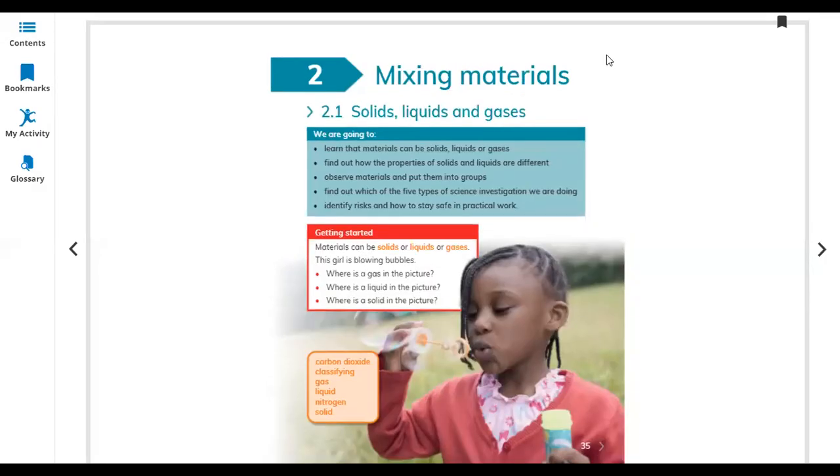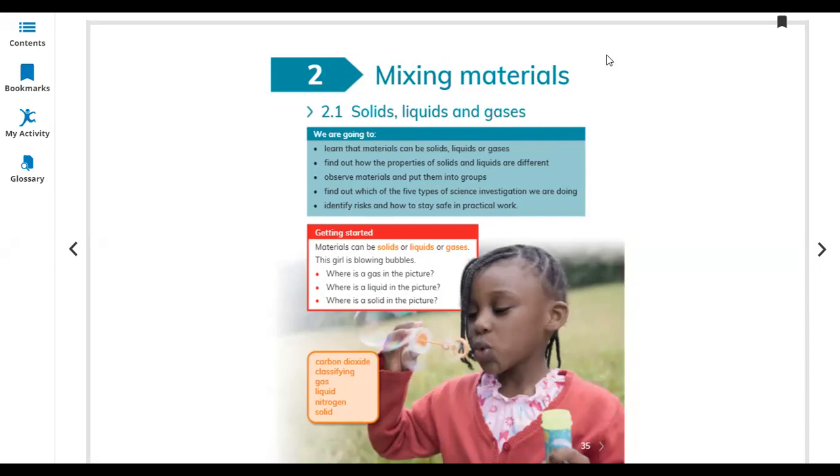Hello everyone. Today I'm starting unit 2 from the Cambridge Primary Science Learner Book. Unit 2, Mixing Materials, lesson 2.1: Solids, Liquids and Gases. In this unit we learn that materials can be solid, liquid and gas. Mostly there are three kinds of material all around us.